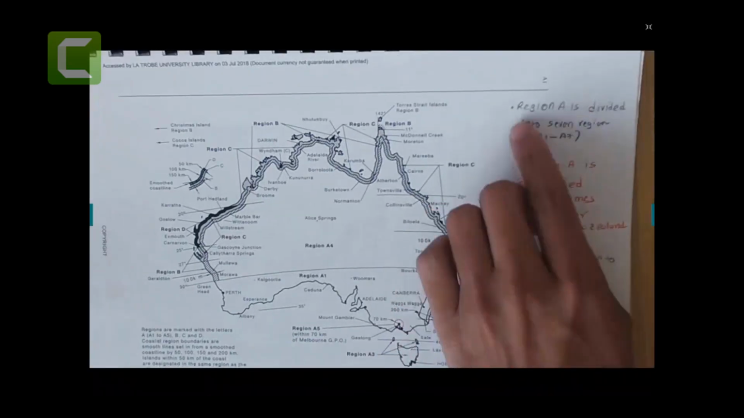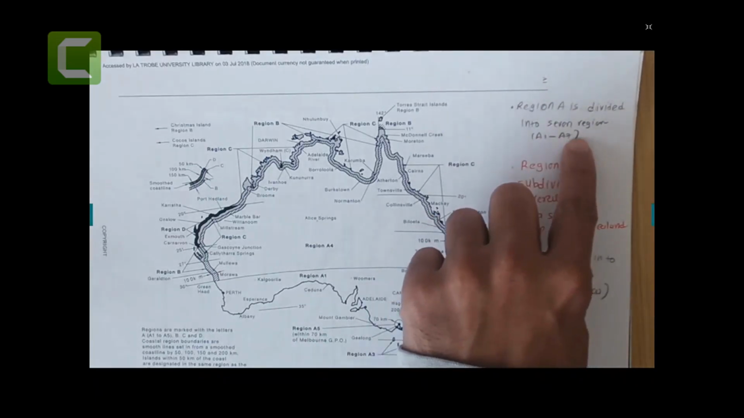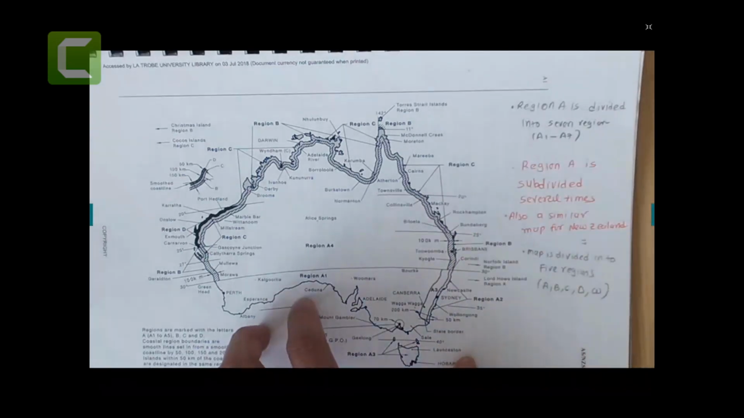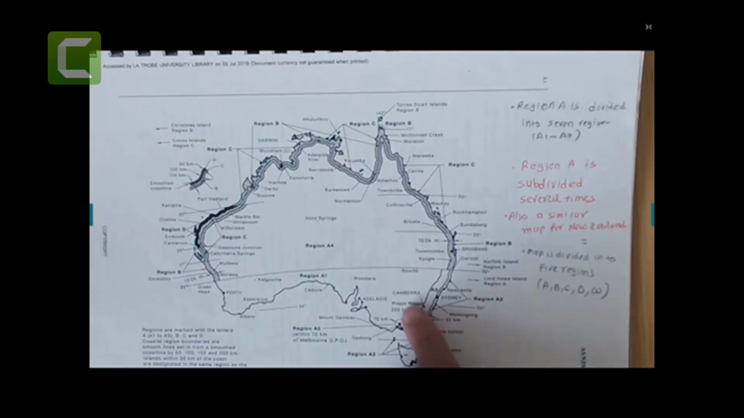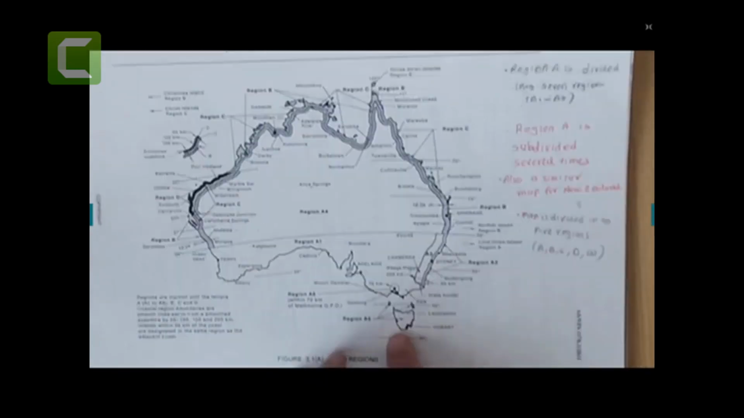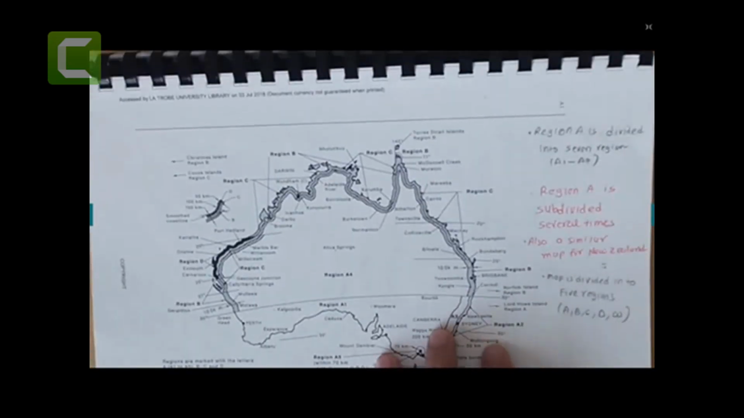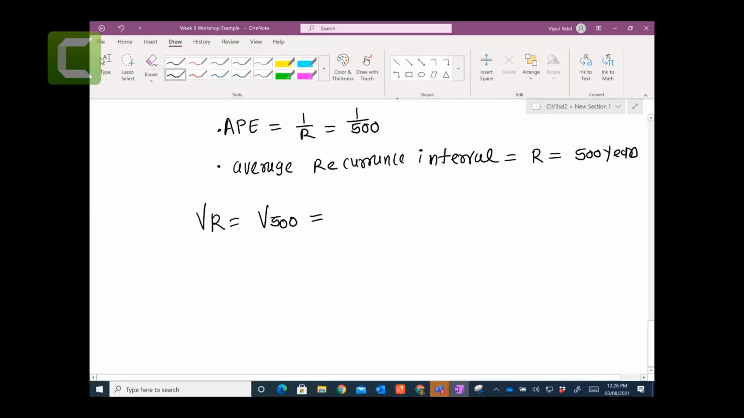So I can repeat again. Region A is divided further into A1 to A7, and for New Zealand, the map is divided into 5 regions: A, B, C, D, and W. But here we have Canberra, so we have A3, and that is given in Figure 3.1(A), wind regions. Okay, so region A3, everyone agree? So we will take region A3.